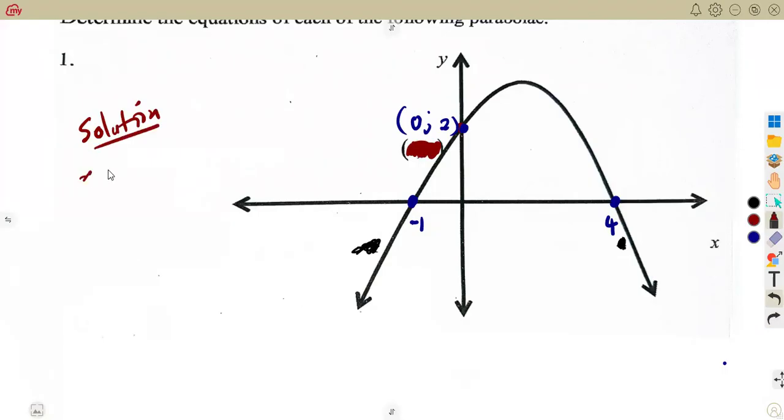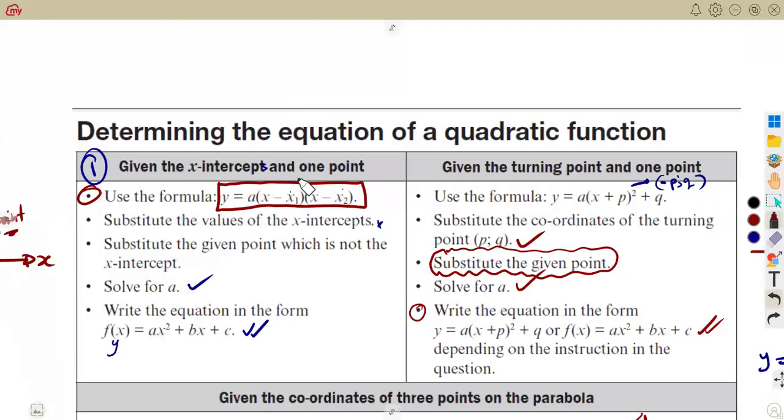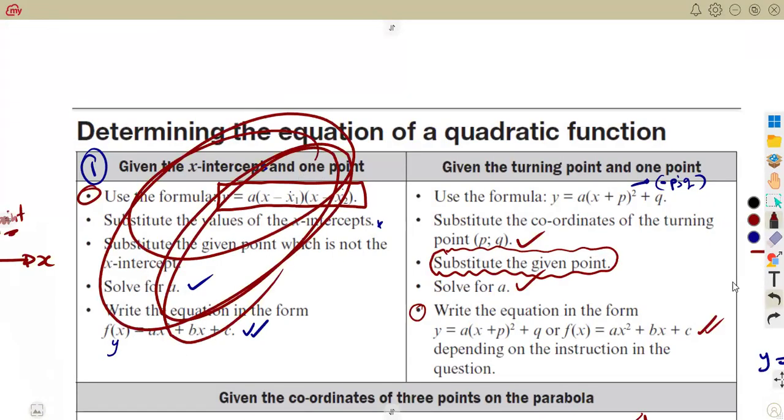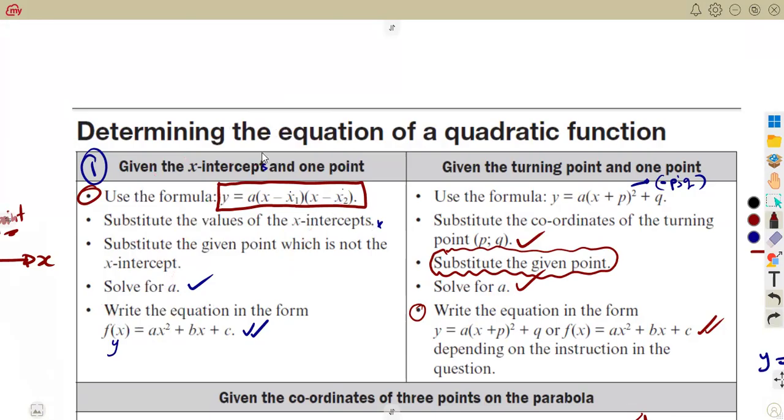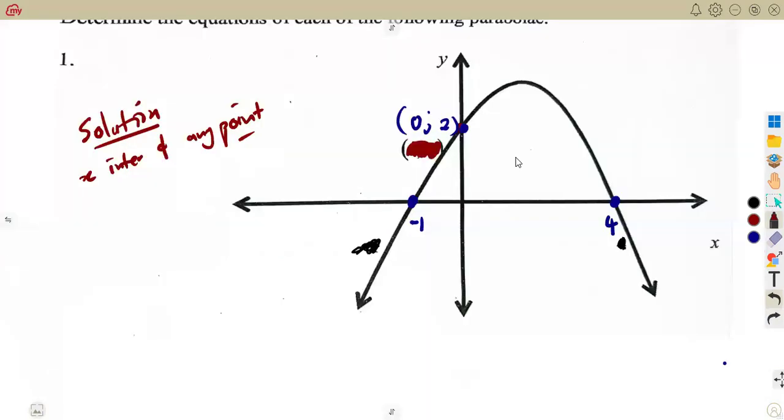We have got the x-intercepts and any point. So meaning to say, when given the x-intercepts and any point, this will be the best way to answer your question, to have it in this way. Like I explained, we're going to have our formula, then substitute the values that we're given to solve. All right, so this is it.